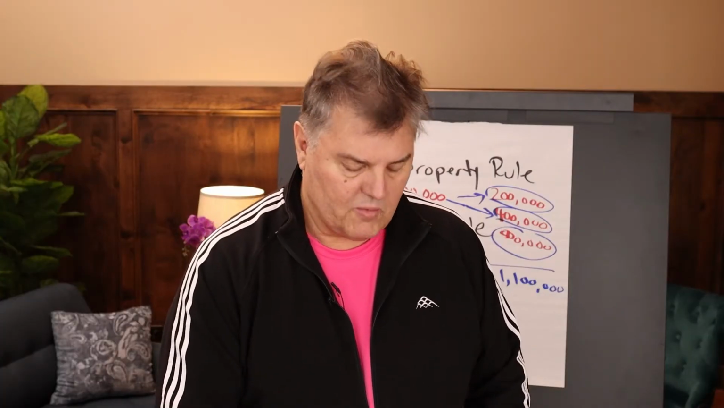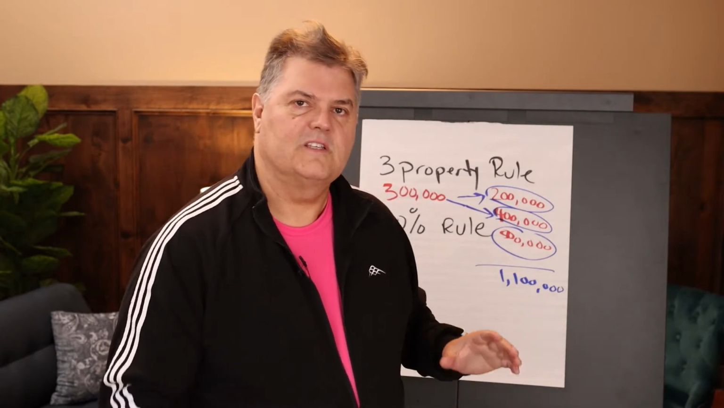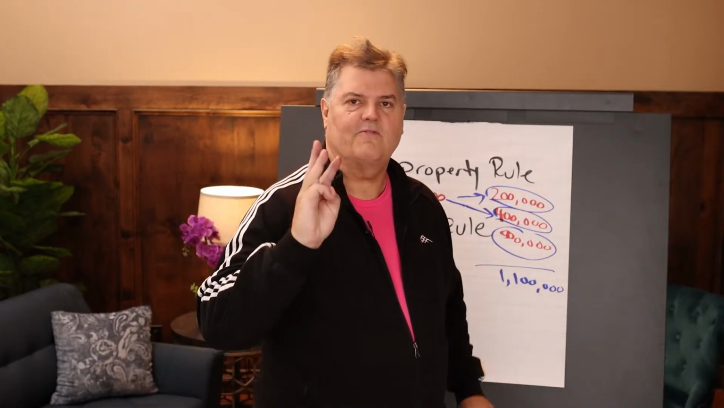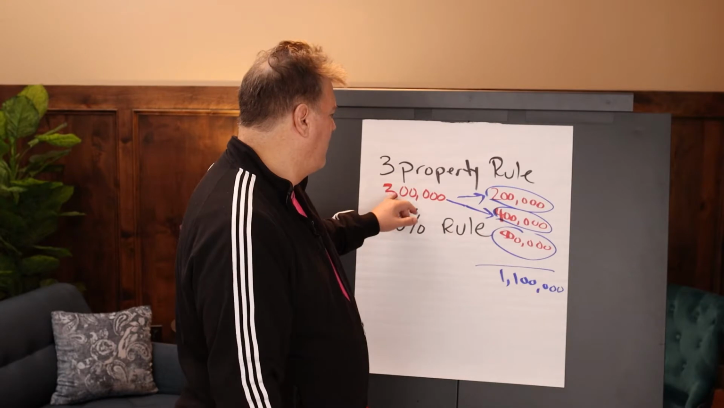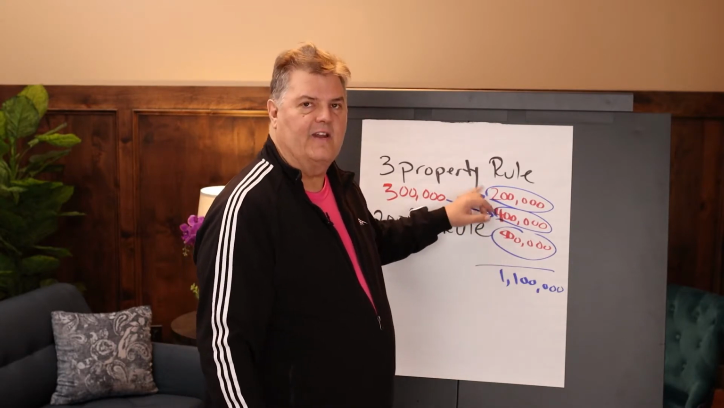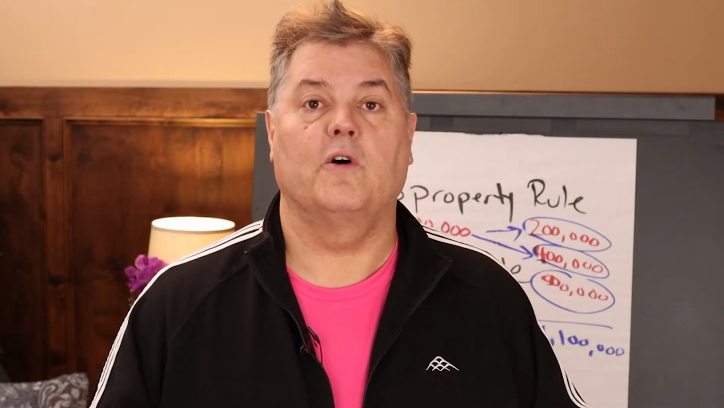Now we're going to talk about in a minute why you might want to do that, but this is the most important thing, that you can identify 3 properties. You've got 45 days to identify and 180 days to close. That's the first rule of how many properties you can identify in a 1031 exchange.